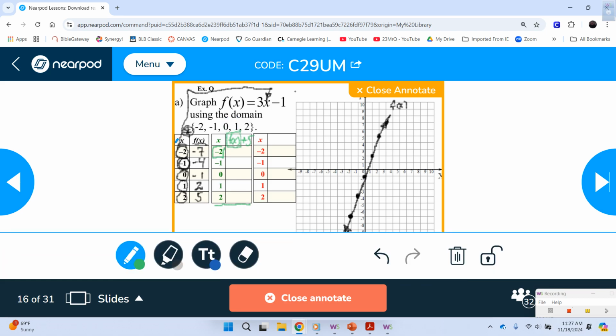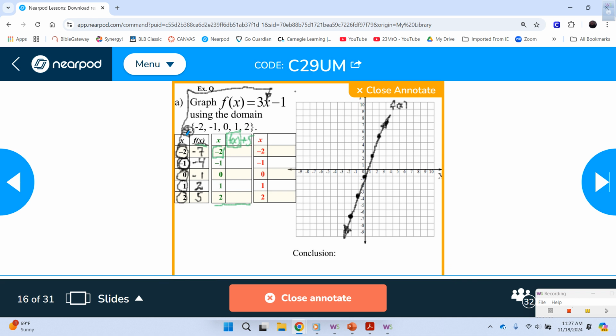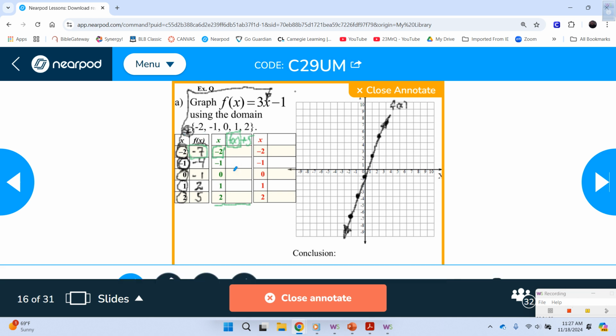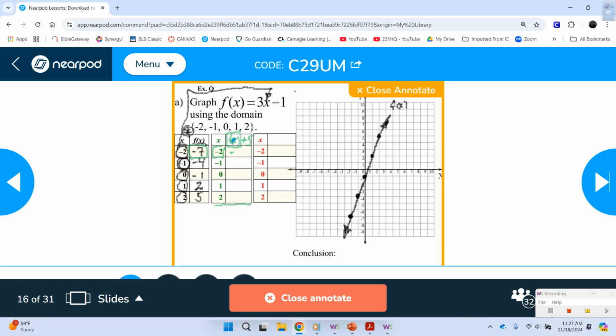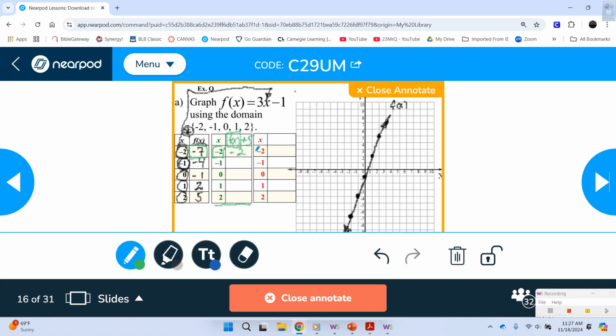So what was the original f of x when x was -2? It was what? -7. So therefore you're going to do, what is -7 plus 5? What is -7 plus 5? -2. Write that in there, please.